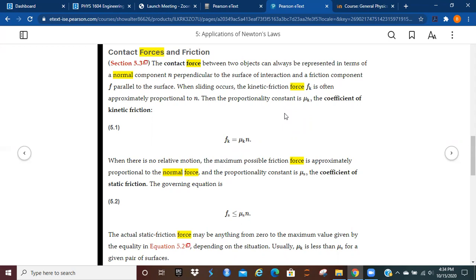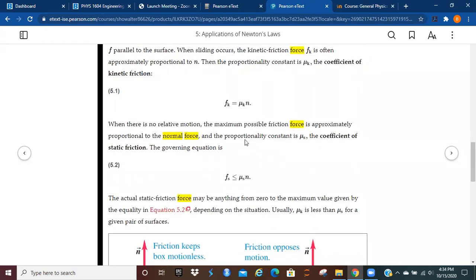So when sliding occurs, the kinetic friction force, F sub k, is often approximately proportional to the normal force. Then the proportionality constant is mu sub k, or the coefficient of kinetic friction. When there is no relative motion, the maximum possible friction force is approximately proportional to the normal force. And the proportionality constant is mu sub s, or the coefficient of static friction.